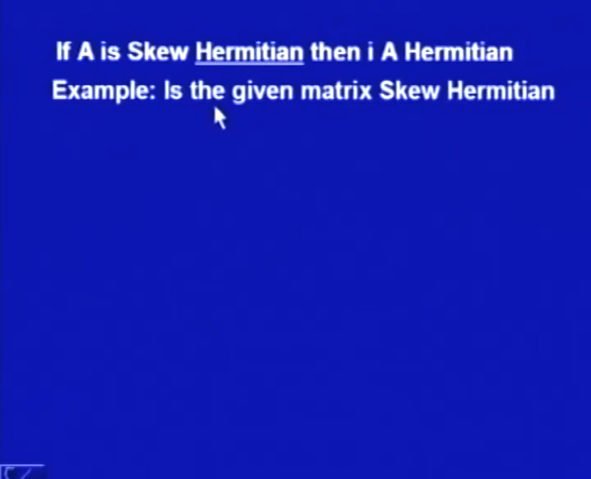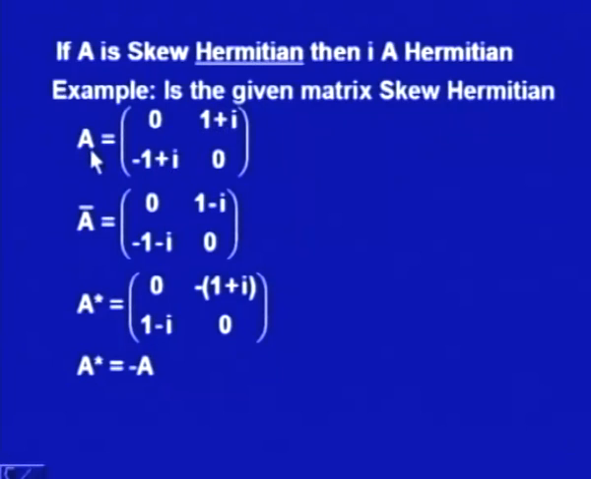Let us take an example. We have been given a matrix A as 0, 1 plus i, minus 1 plus i, 0. Let us see what its conjugate, A bar, is. So, these diagonal elements will not be affected, but this 1 plus i will become 1 minus i when we take the conjugate, and minus 1 plus i, its conjugate will be minus 1 minus i. So, A star will be the transpose of this. So, this row becomes this column and this row becomes this column, and from here if you compare A and A star, one may notice that A star is nothing but minus times A.